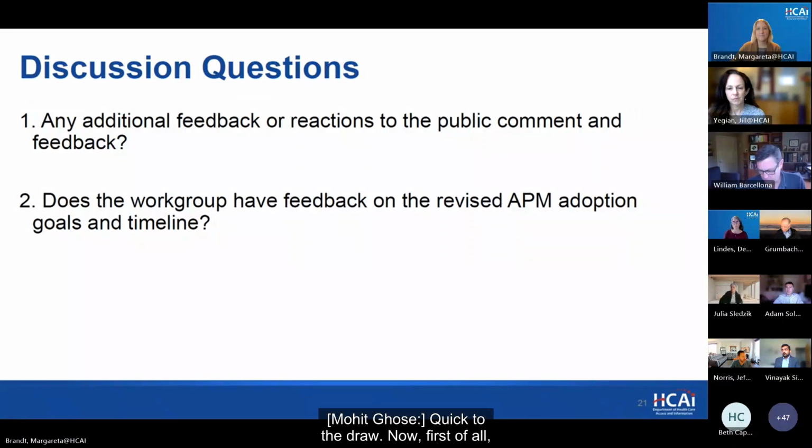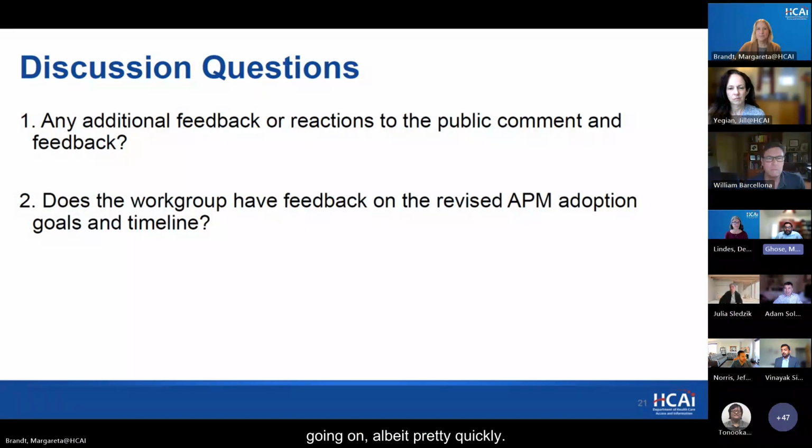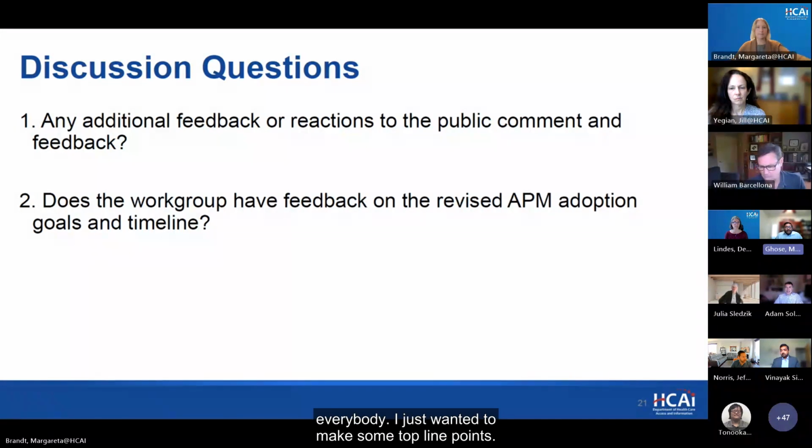First of all, thank you for all the work here, and we appreciate everything that's going on, albeit pretty quickly. We appreciate the engagement of the agency and the consultants and the staff and everybody. I just wanted to make some top line points. I think there is a level of recognition here about the ramp up of some of these APM things, and we appreciate that very much.